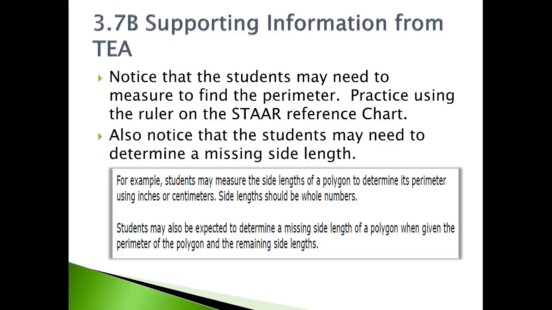In our supporting information from TEA, it says that our side lengths should be whole numbers. So therefore we would not have fractions in this part of our text. And also determining a missing side length of a polygon when given the perimeter of the polygon and the remaining side lengths is expected. So when we take the test, and even on CBAs, use the STAAR reference chart.